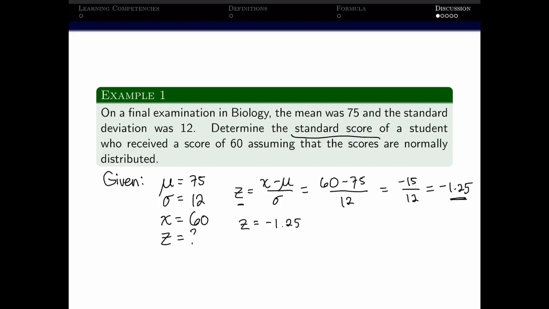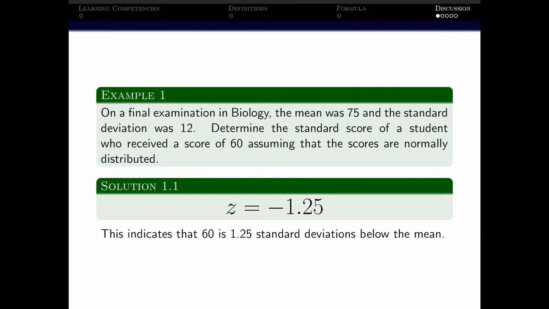That's it. That's how to solve for Z. So here Z is negative 1.25. This indicates that 60 is 1.25 standard deviations below the mean. Below because negative.